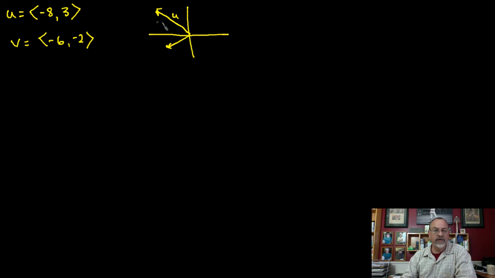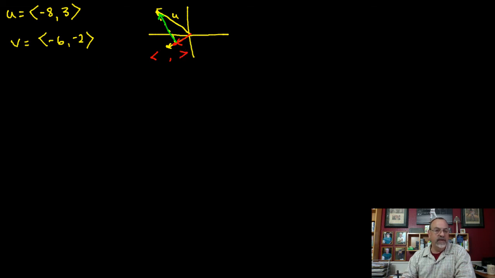Now, the projection of u onto v would be if I draw a perpendicular line from this vector down to here. And so what I want to find is the length from here to here. This red vector is the projection of u onto v. And so what I want to know is what are the components of this projection vector. Now, this projection vector, along with this vertical line, which is another vector, these are orthogonal vectors.